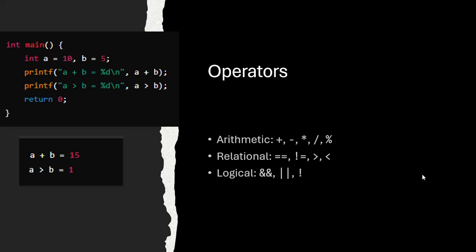We are initializing int a with 10 and b with 5. We perform addition, that is a plus b, which is 10 plus 5, which returns 15. And a is greater than b. We are checking a condition here. a is greater than b must return either 1 or 0. 0 means false, 1 means true. In this case it is true, that's why it's returning 1.